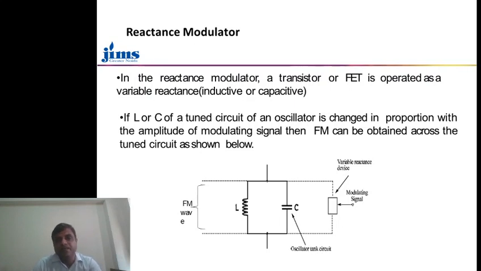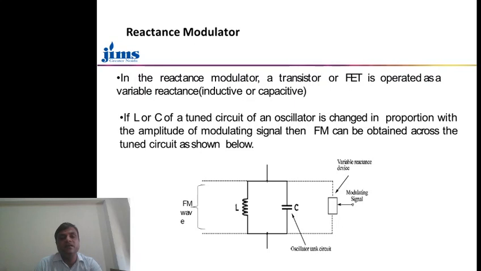Then we have used a variable reactance. With the help of this variable reactance, we can vary the frequency of this oscillator circuit, and the variable reactance of this circuit depends upon the modulating signal. It means the amplitude of the modulating signal decides the reactance of this circuit, and this reactance decides the frequency of oscillation. So the frequency of oscillation is proportional to the magnitude of the input signal. That is basically the method of FM generation.